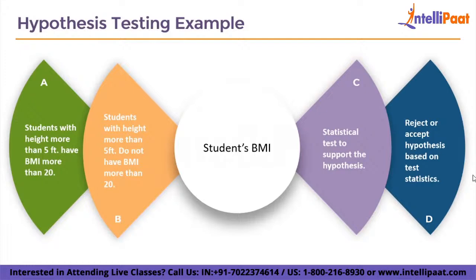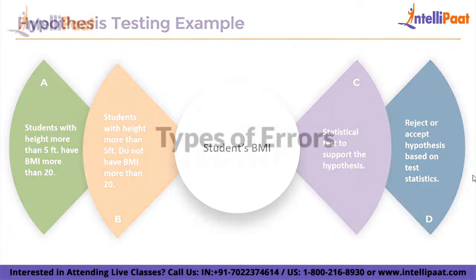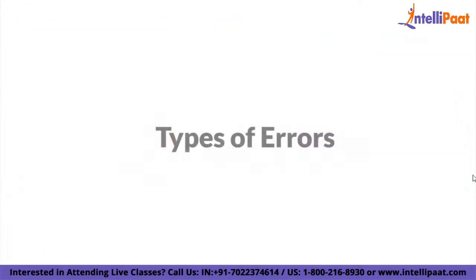That student with height more than 5 feet do not have BMI more than 20. Now we have to perform the statistical test to support the hypothesis, and according to that we will reject or accept the hypothesis based on the test statistics. So this is the basic idea about hypothesis testing. Next, we will see different types of errors.